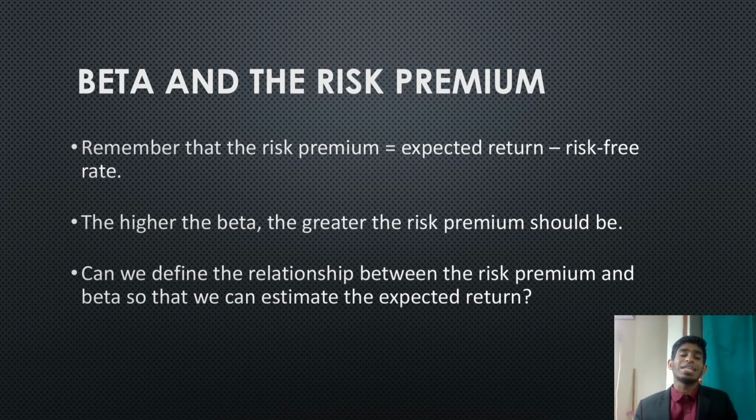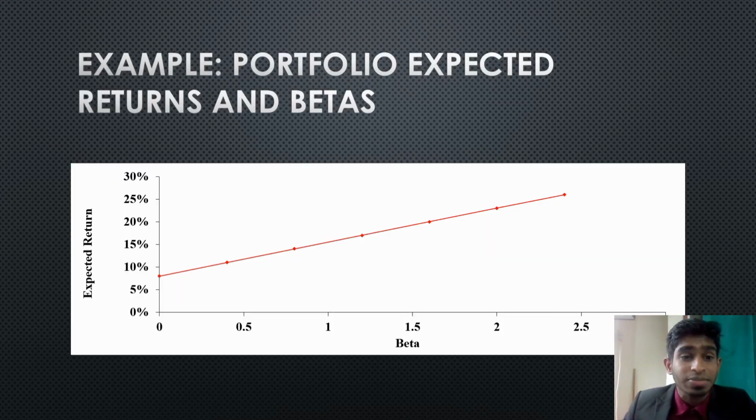Okay, so the next is the higher the beta, the higher the risk premium should be. This is the beta and the risk premium relationship. You can see the example of portfolio expected return and betas. On the x-axis you can see the expected return, and on the y-axis you can see the beta. The line graph is increasing. So as we know, when the expected return increases, the beta also will be higher. So it should be like that.